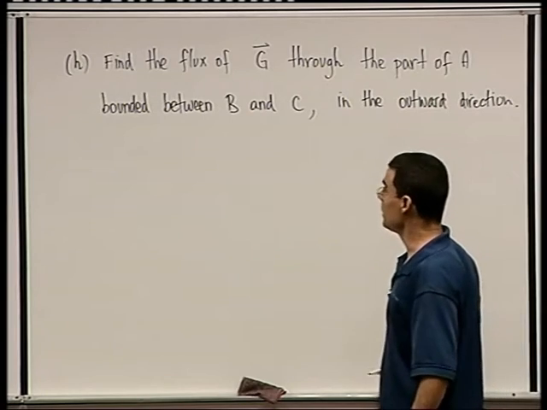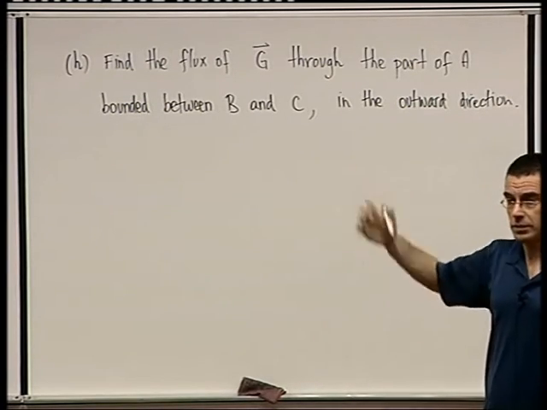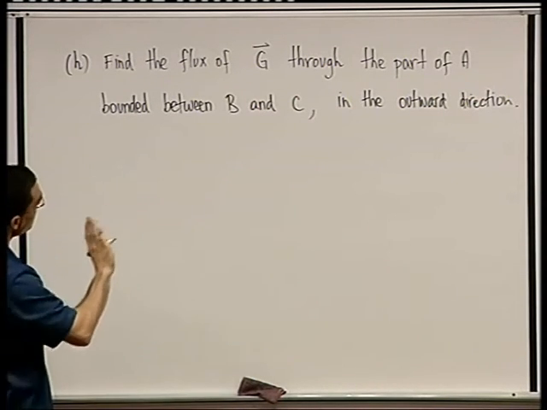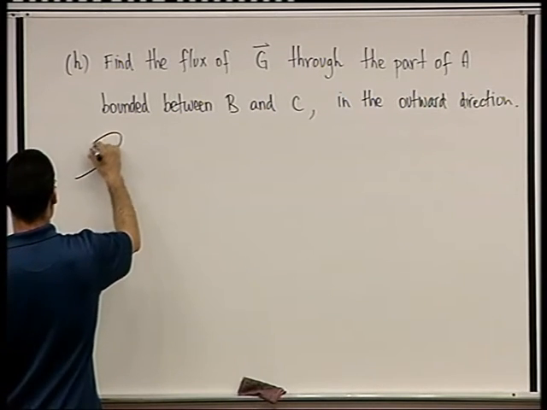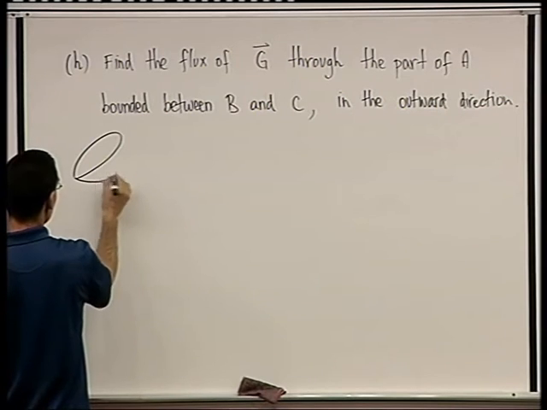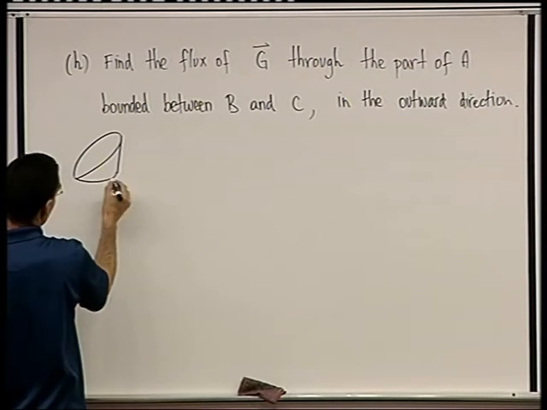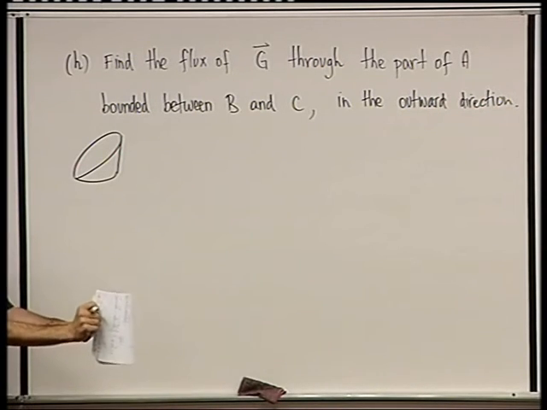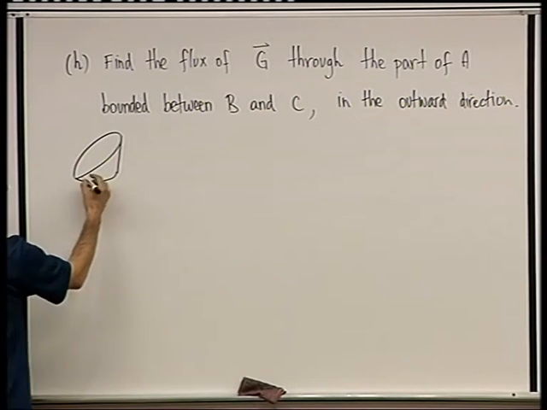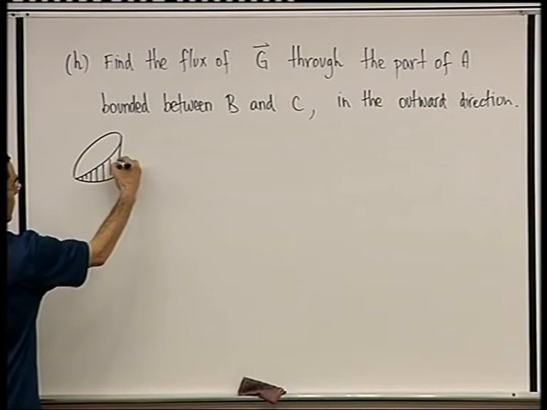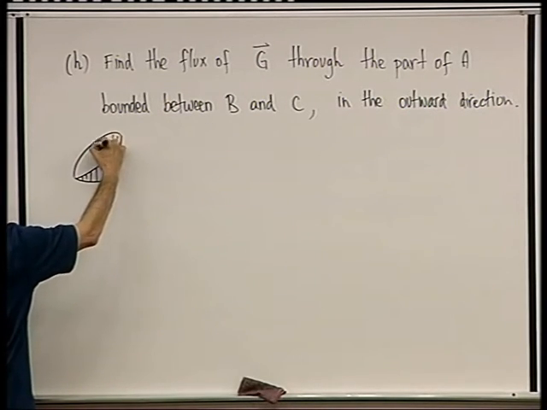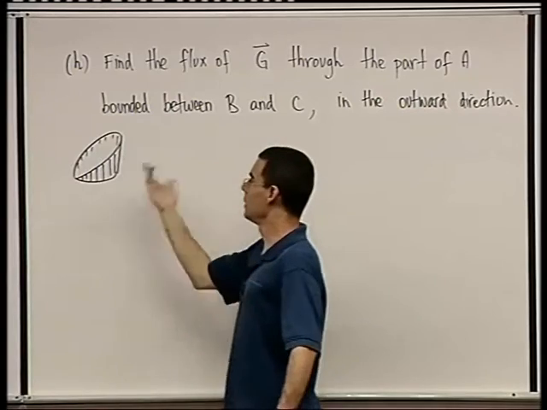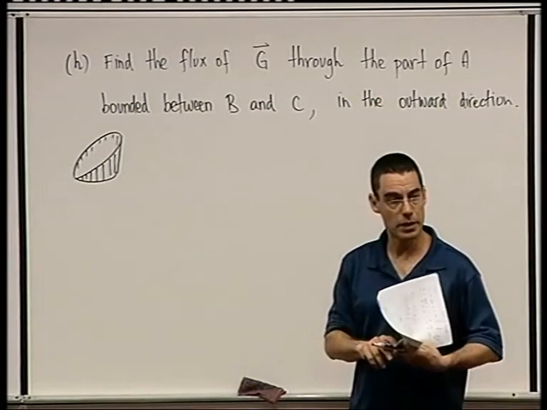So what we're looking for is, there's this field G that is defined on the entire R3 space, and the part of A bounded between B and C is this thing. So this is B, this is C, and A is the cylinder. So what we're looking at is just the part of the cylinder, this thing, not the solid, without the inside, just this thing. Is it clear? You can imagine this as, I don't know, a roller coaster or something like that.